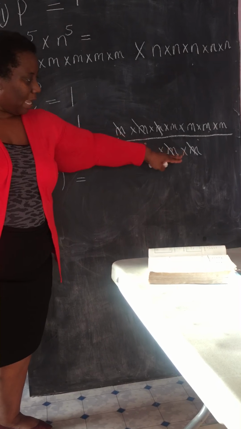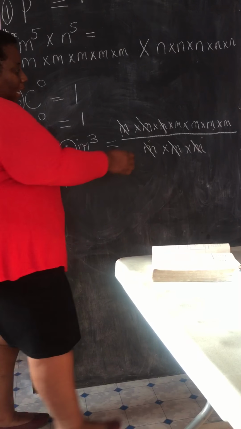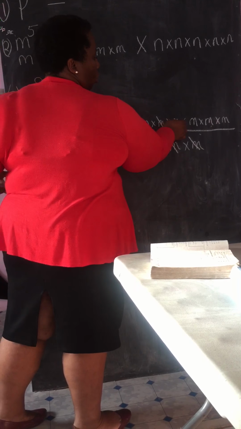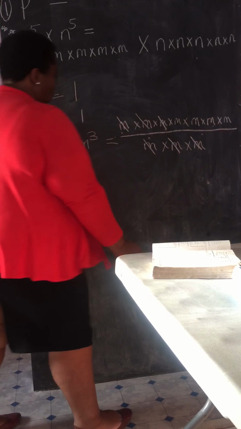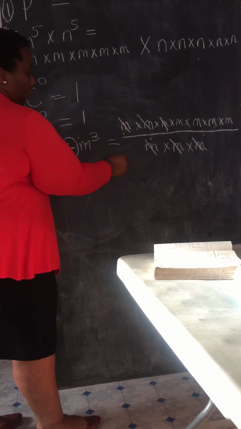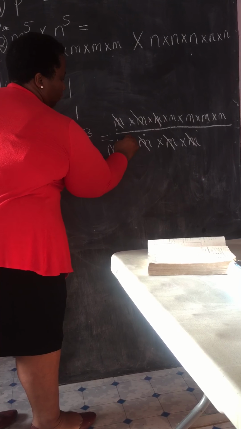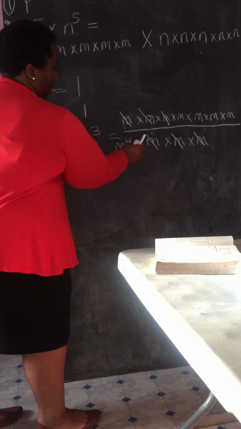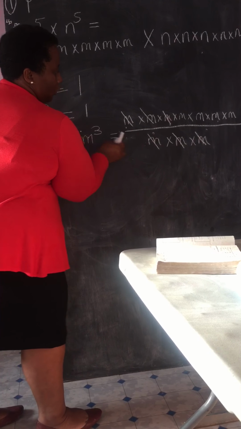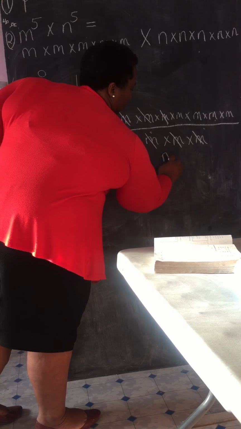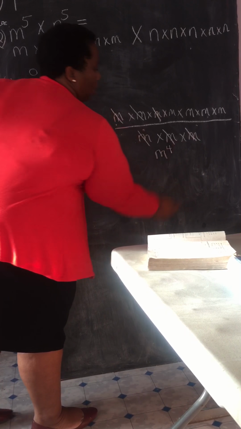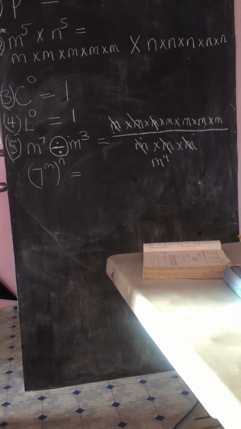So we have no more m's at the bottom, but we have m's at the top. So we have 1, 2, 3, 4 m's. So it means that the answer here would be m to the 4th power. That's your answer. Let me write it in a way that it doesn't confuse you. Your answer would be m to the 4th power. So that's your answer for that question.